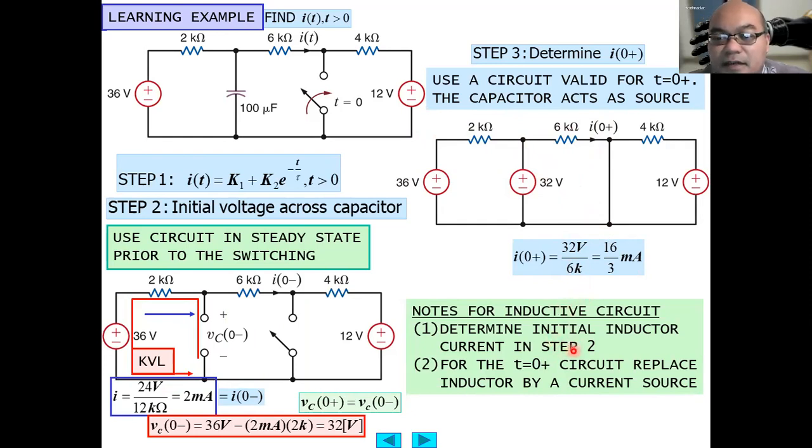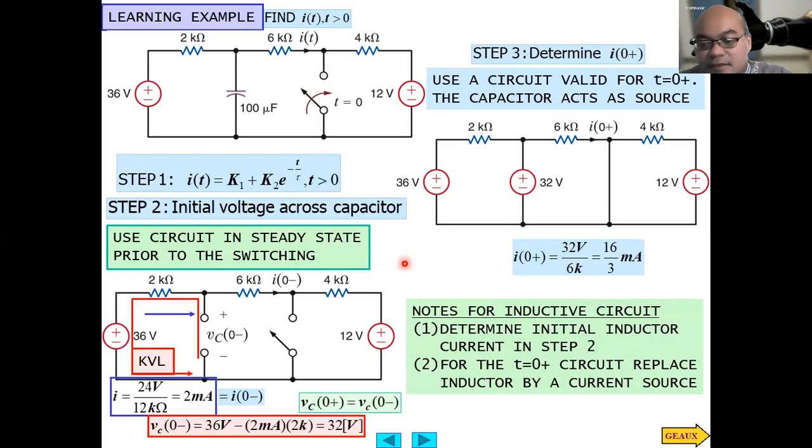For an inductive circuit, determine the initial inductor current in step 2 here. For t equal to 0 plus, the inductor is replaced by a current source instead of a voltage source, because in an inductor what is continuous is the current, not the voltage.